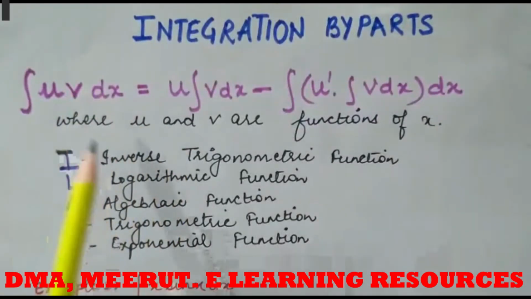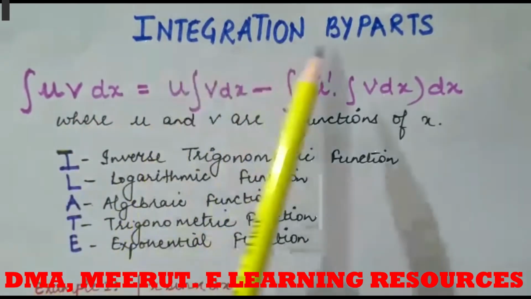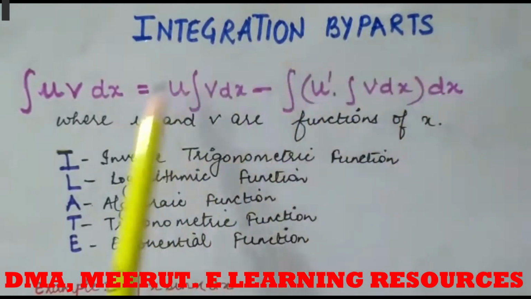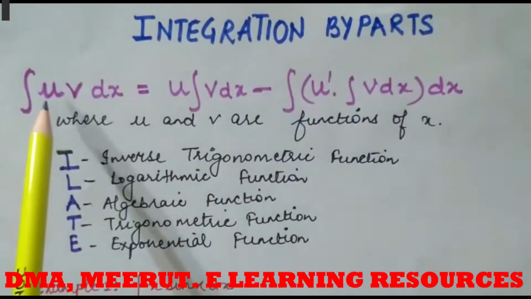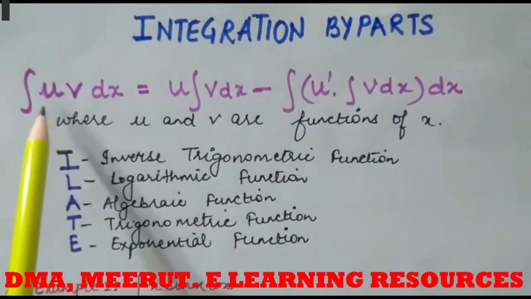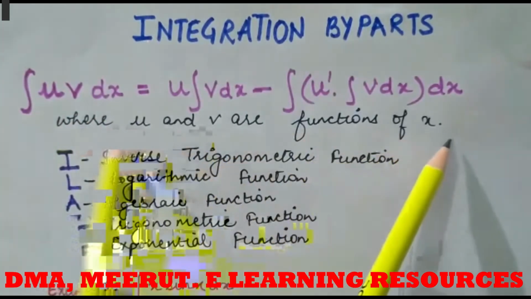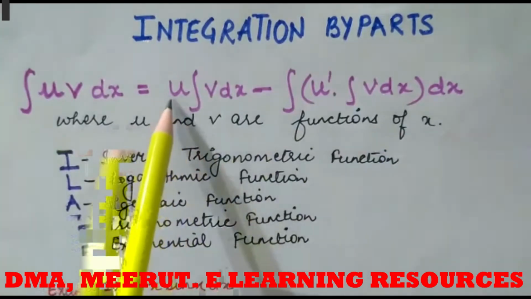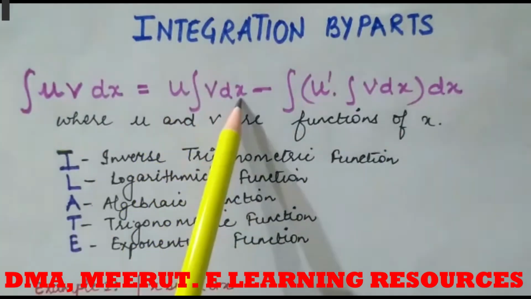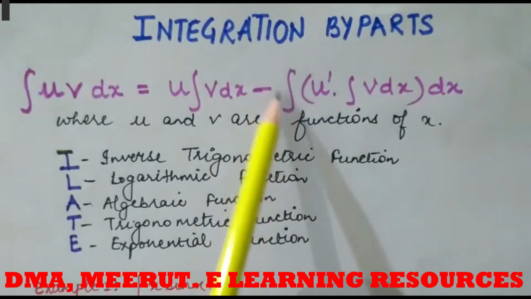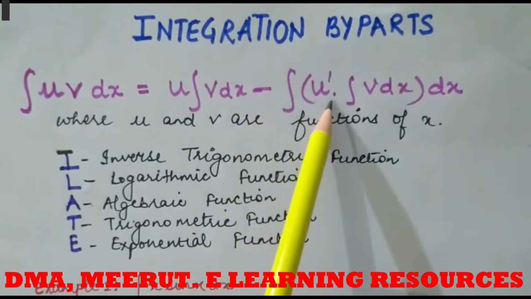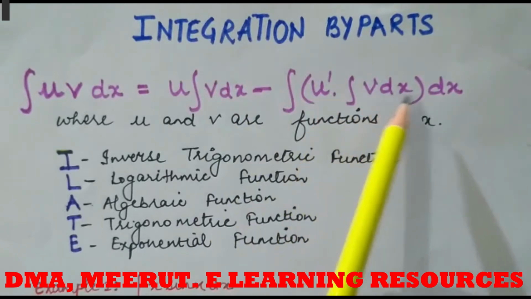What if we need to find out the integration of the product of two functions? There we need to know integration by parts. The formula for the integration of the product of two functions u and v, where u and v are functions of x, is u times the integration of v minus the integration of the product of the derivative of u and the integration of v.